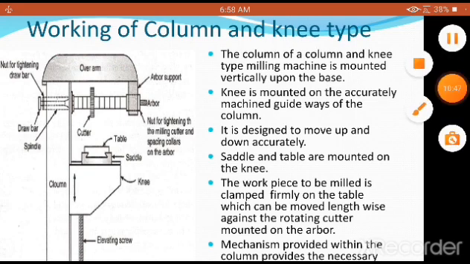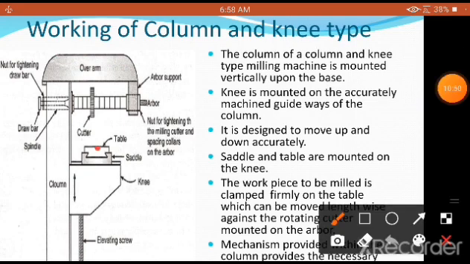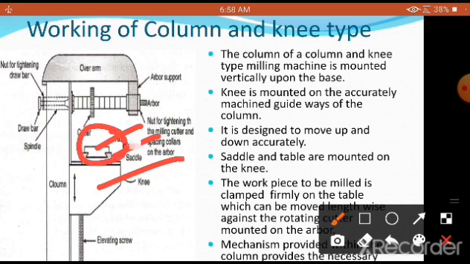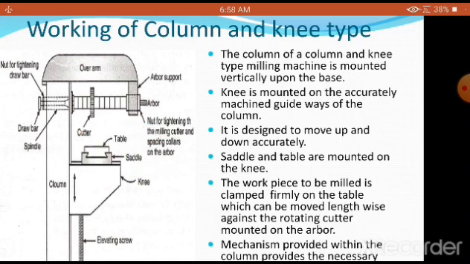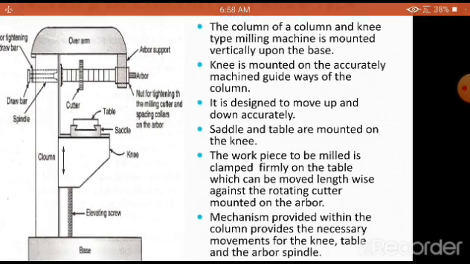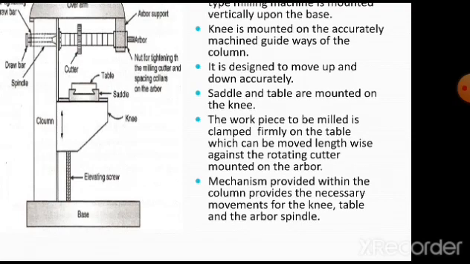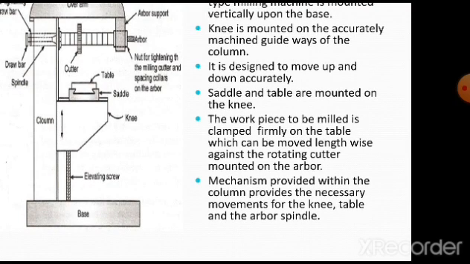As you are going to see, as usual, the table is provided with slots for clamping of the workpieces, or you can even provide for mounting the jigs and fixtures. The table saddle is also mounted on the knee. Whatever movement there is, the longitudinal movement towards the column and away from the column, is given with respect to the saddle, or the saddle can also be moved directly on the knee, depending upon the specification or the size of a column and knee type milling machine.